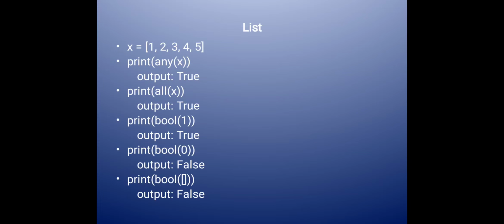Then print all of x. All of x means it will return true if all the elements are true, otherwise it will return false. So here all are true, so the output is true.